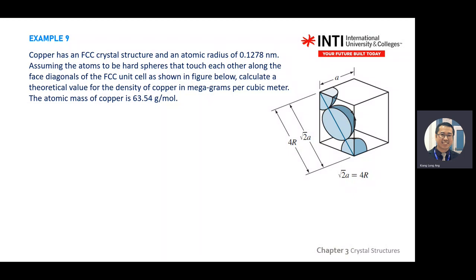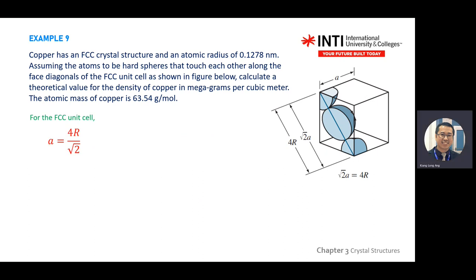Okay. This one is the full set of what you learned from the beginning until the formula just now. So we are given one type of element called copper. Copper has FCC, so you know it has 4 spheres. The atomic radius R is given, so you know the relationship between a and R for each type. In this case, it's FCC. Assume atoms are hard spheres that touch each other along the face diagonal of the FCC cell shown here. Calculate the theoretical value of density in megagram per cubic meter. And the atomic mass of copper is this one.